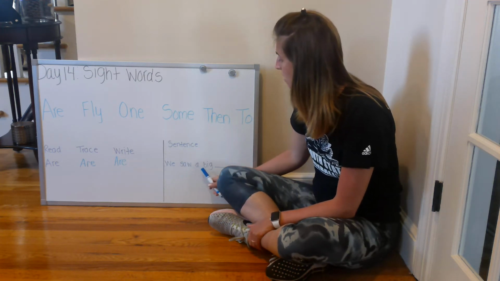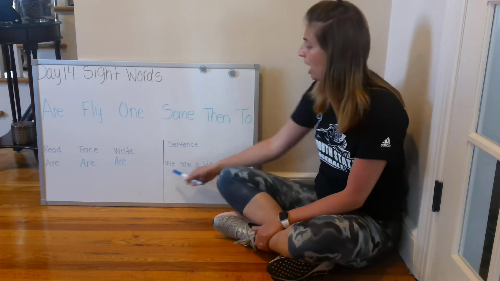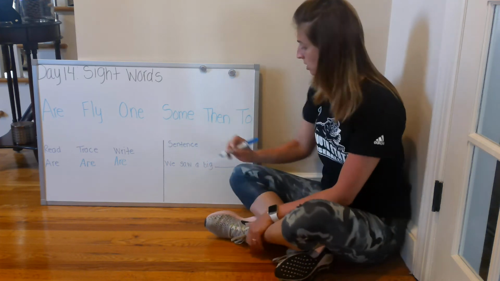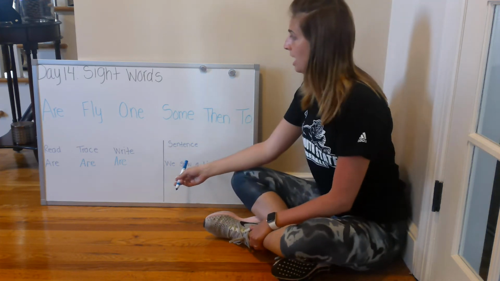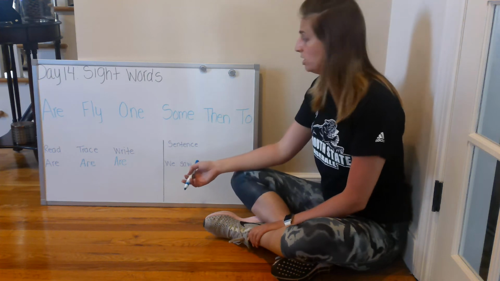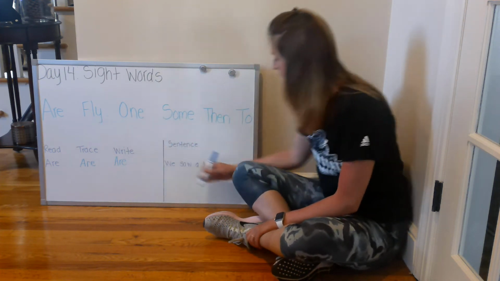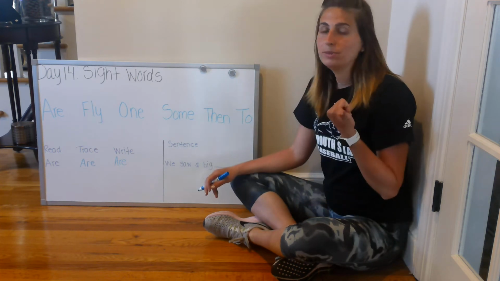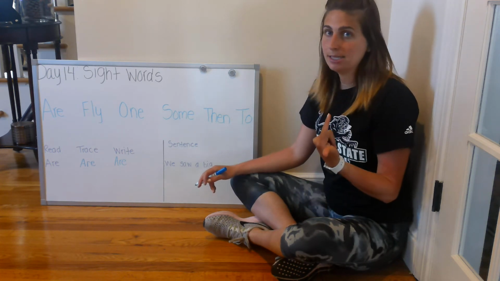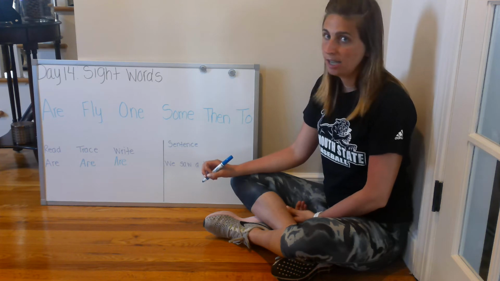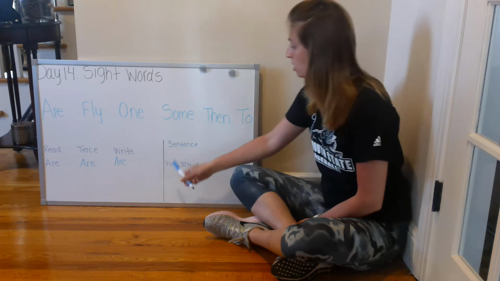We saw a big blank. I read the sentence as is. Hopefully you can see it. Now I'm going to fill in the sentence by using the sight words. We saw a big are. Well, that doesn't make sense and it doesn't sound correctly. So are isn't the sight word that's going to be in this fill-in.